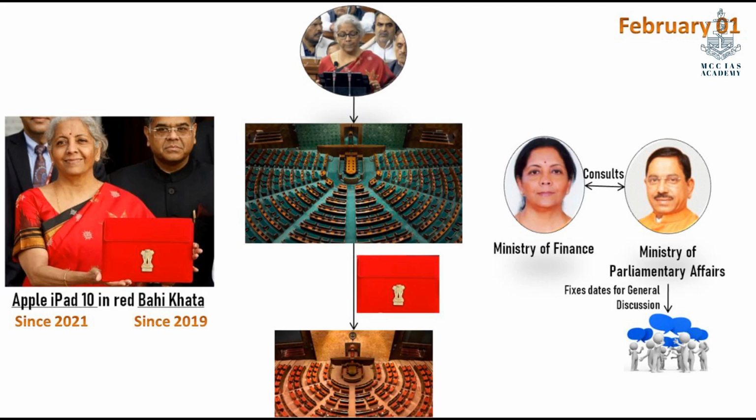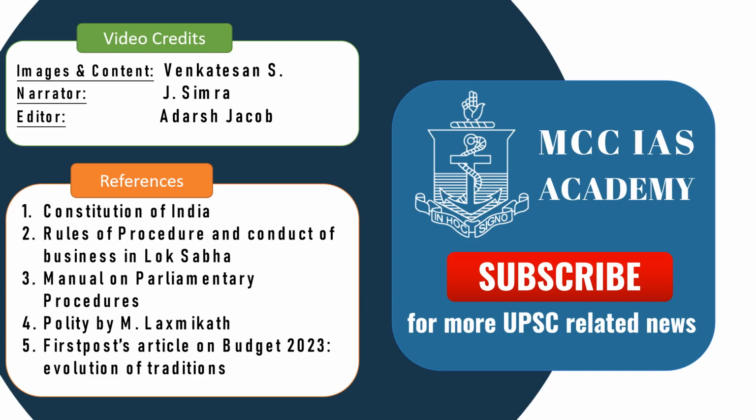The Finance Minister delivers the budget speech only in the Lok Sabha. Once the budget speech is completed, the budget is tabled in Rajya Sabha. No discussion takes place in either house on the day the budget is presented. The Ministry of Parliamentary Affairs, after consultation with the Ministry of Finance, fixes the dates for general discussion of the budget, which takes us to the next aspect of the budgeting process, the legislative aspect, which will be discussed in the upcoming videos. Thank you for watching.